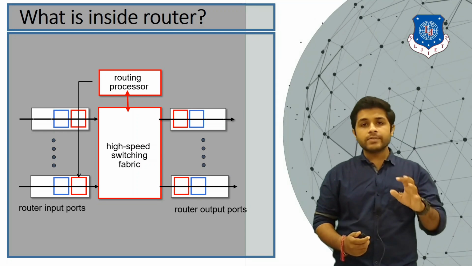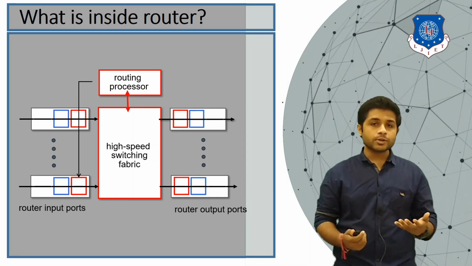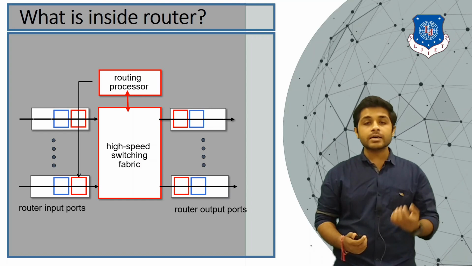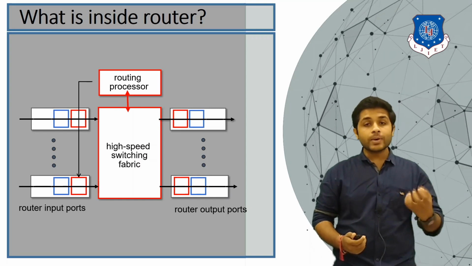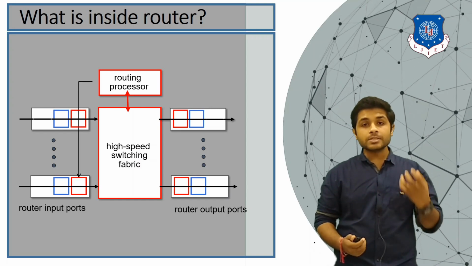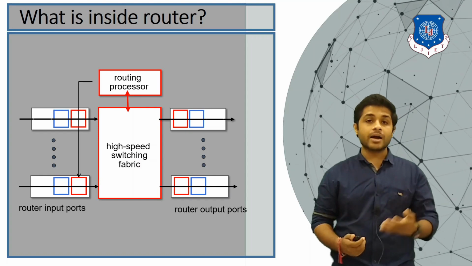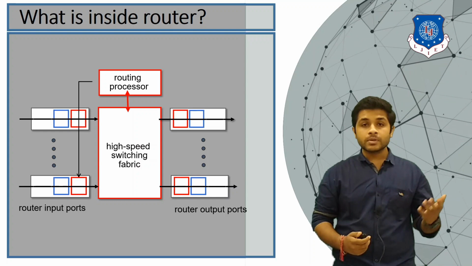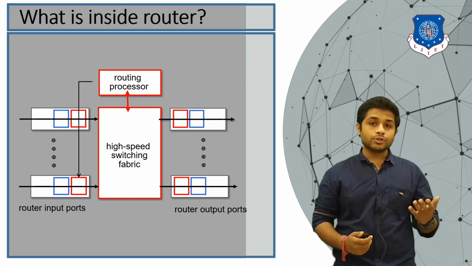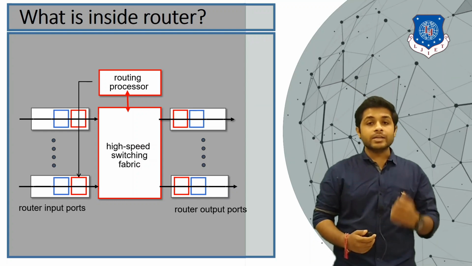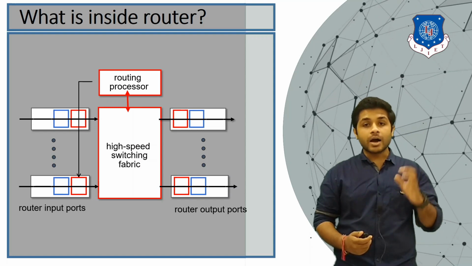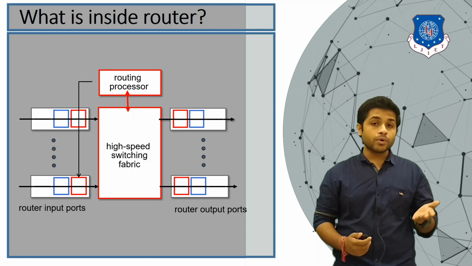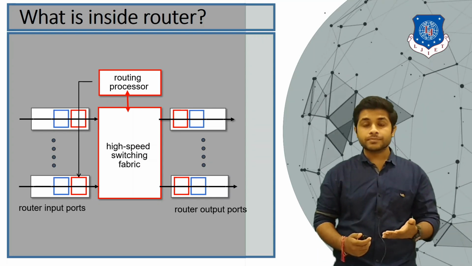So the router has a processor. Why does it have a processor? Because it will receive data, and after receiving data, it will analyze the packet. To analyze the packet, there should be a processor available in the hardware. Input ports are used to receive data and output ports are used to send data. And the switching fabric is the hardware using which the data can be moved from the input ports to the output ports.